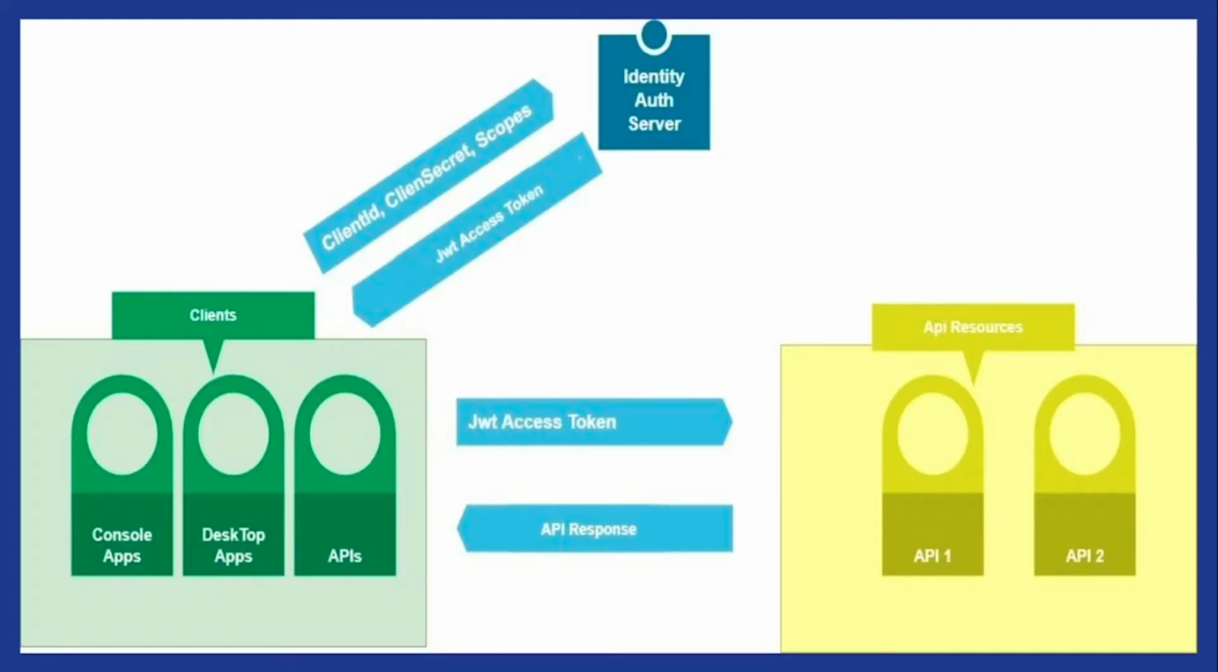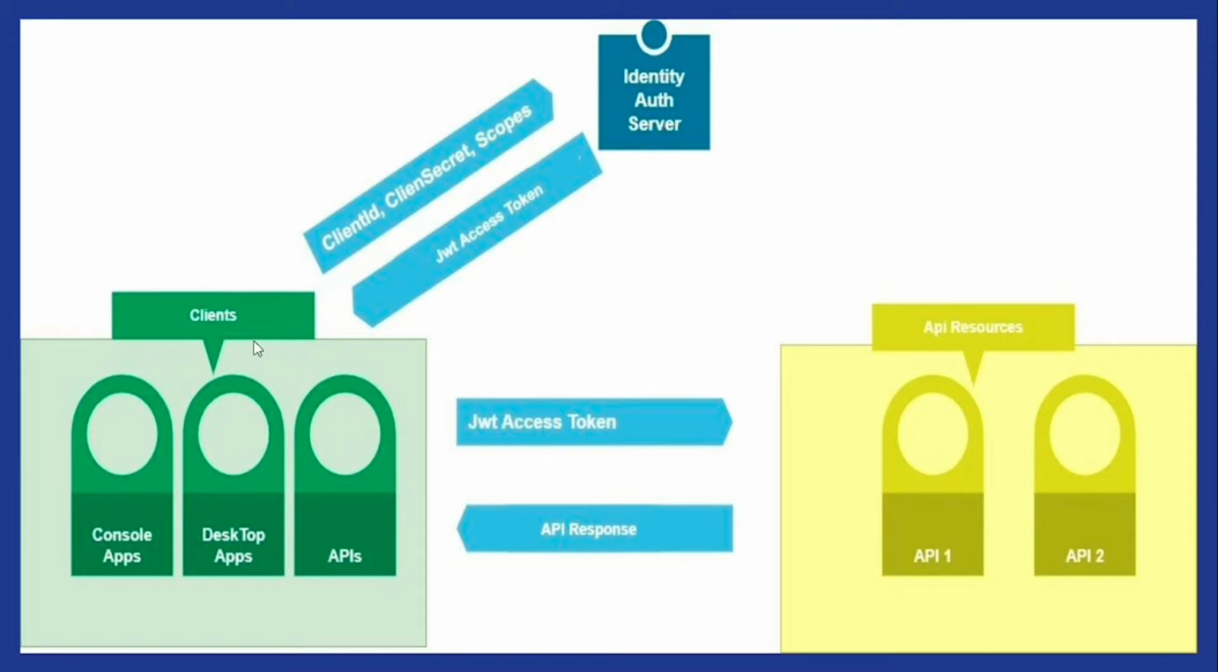So let's see the flow of client credentials. Here you can see the identity server, and here you can see clients, like a console application, desktop application, or API. Anything can be a client. And here you can see API resources. These are the resources protected by this identity server. If anyone wants to consume these API resources, they need to have the JWT token provided by the identity server.